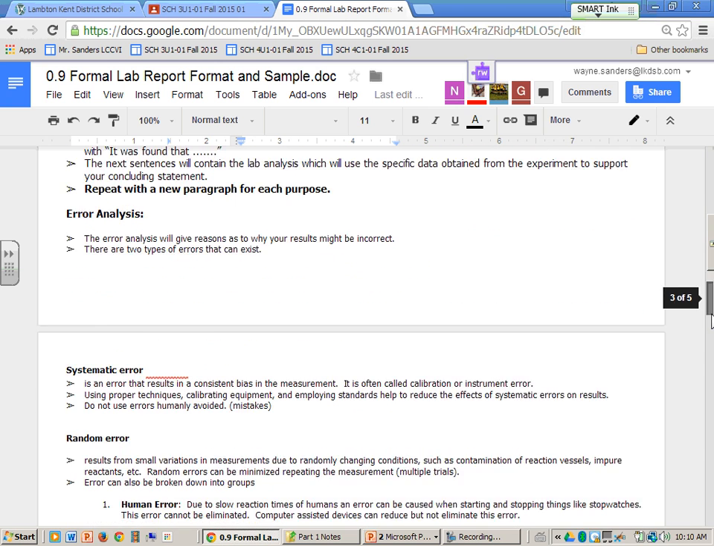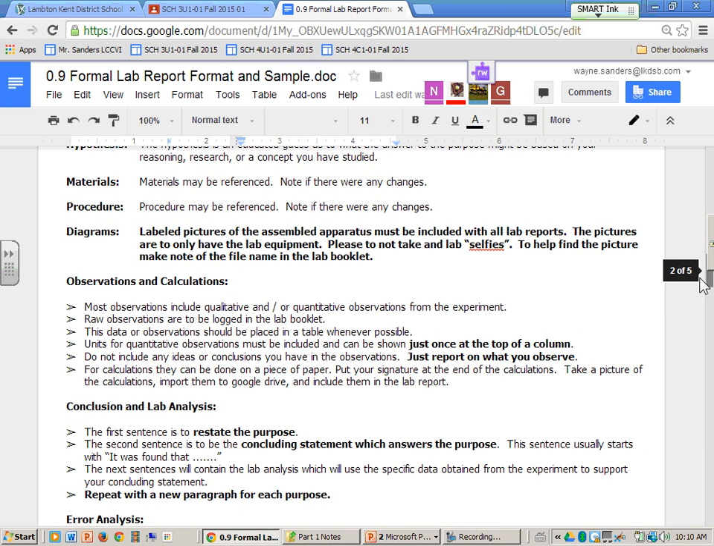So observations. Most observations include quantitative and qualitative observations from your experiment. Raw observations are to be logged in the booklet. This data or observations should be placed in a table whenever possible. Tables are the way to go, all right? Please, in your observations, only write what you see. Don't write what you think.